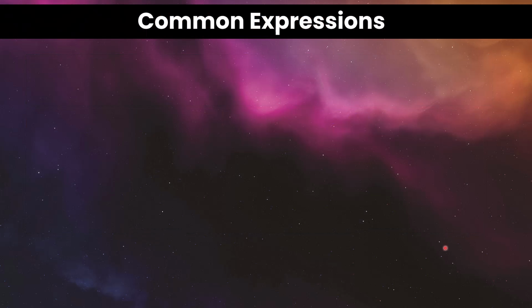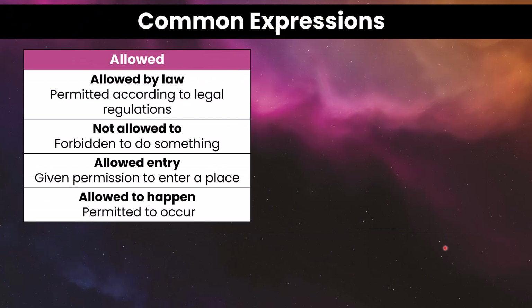Now let's look at some common expressions with allowed, the verb, and aloud, the adverb. So if something is allowed by law, it is permitted according to legal regulations. Not allowed to. So if you're not allowed to do something, you're forbidden to do it. Allowed entry. Allowed entry means given permission to enter a place. Allowed to happen means that something is permitted to occur.